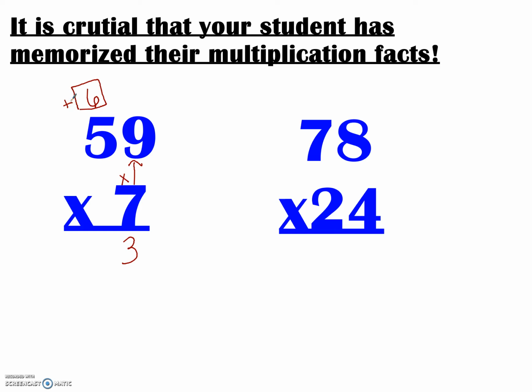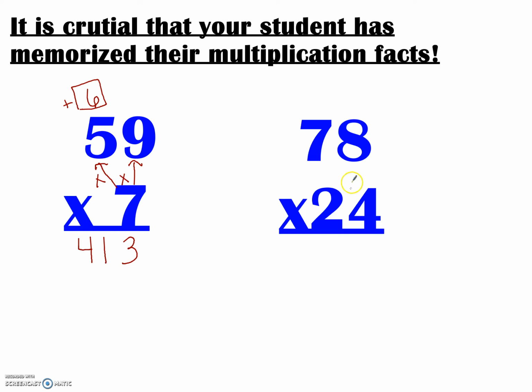All right, so now that we've done that, we have to now distribute it to the 5. So we're going to do 7 times 5, which is 35, and then we add the 10s that we had left over from the other multiplication problem. So 7 times 5 is 35 plus 6, which is 41. So 59 times 7 is 413.